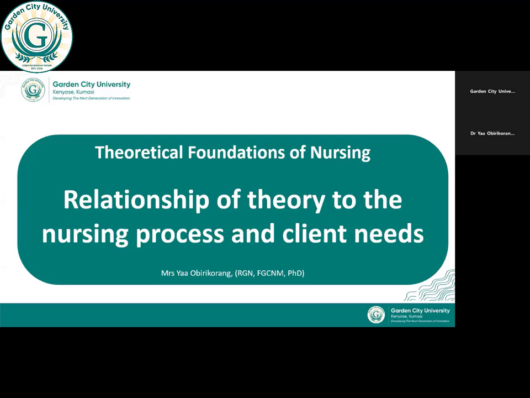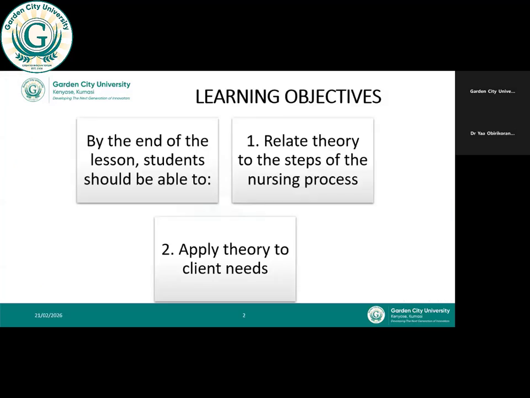And I believe by now we all know that nursing is autonomous. It's a profession that is autonomous, and also it is unique, and it has its own professional language, professional knowledge, and everything. There is a science backing what we do. And so today we are going to be looking at how we can use nursing theory plus the nursing process to meet our clients' needs.